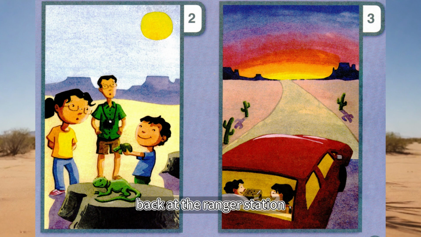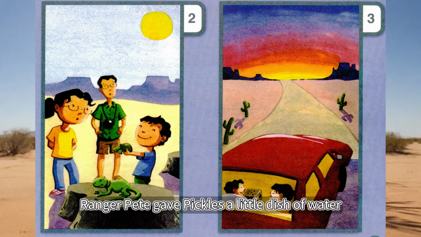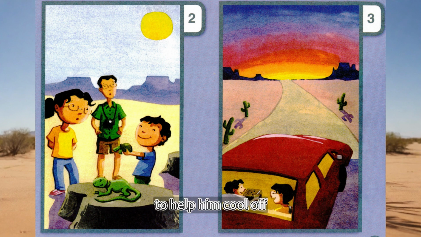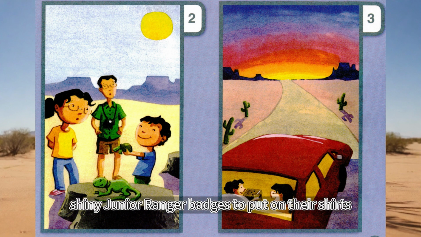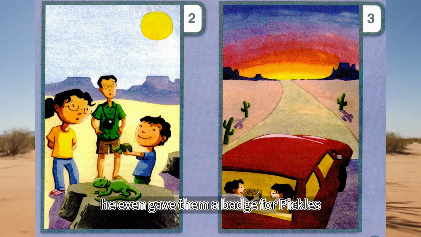Back at the ranger station, Ranger Pete gave Pickles a little dish of water to help him cool off. Then he handed Maggie and Diego shiny Junior Ranger badges to put on their shirts. He even gave them a badge for Pickles. "You can put this on Pickles' dish at home. He'll be our first turtle Junior Ranger."